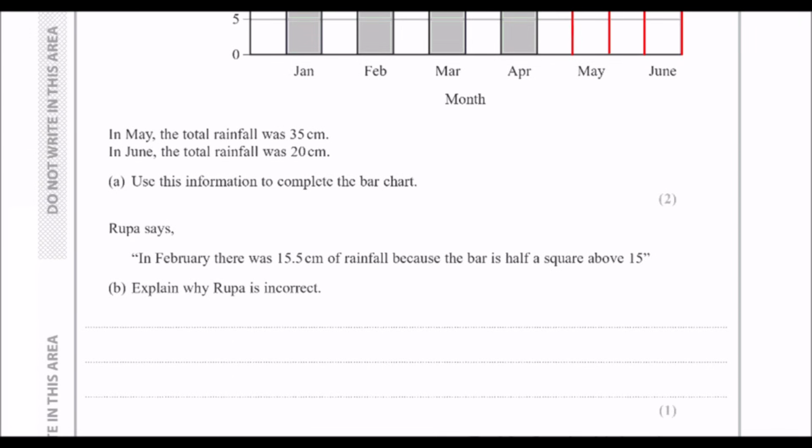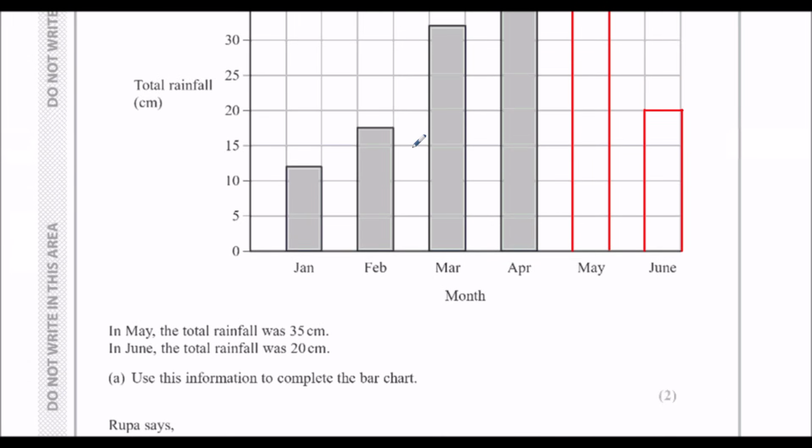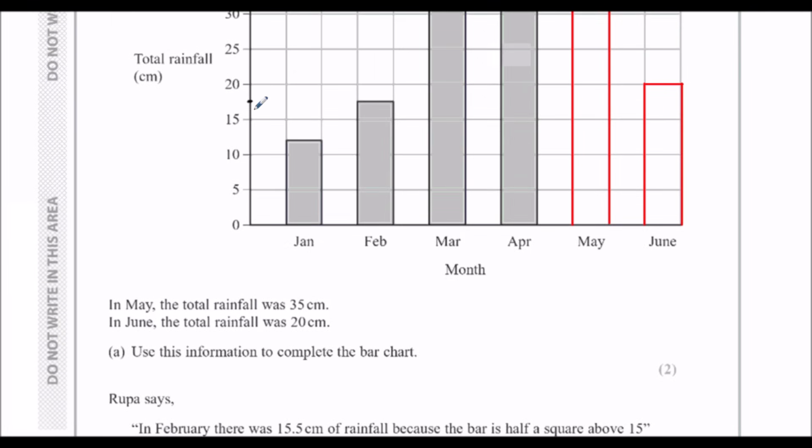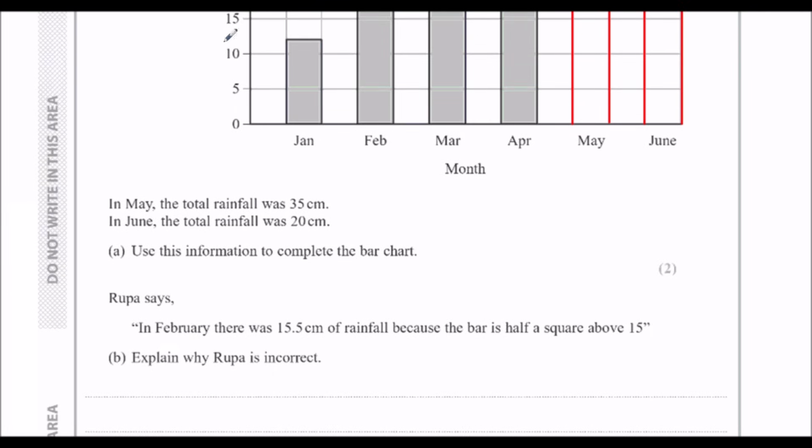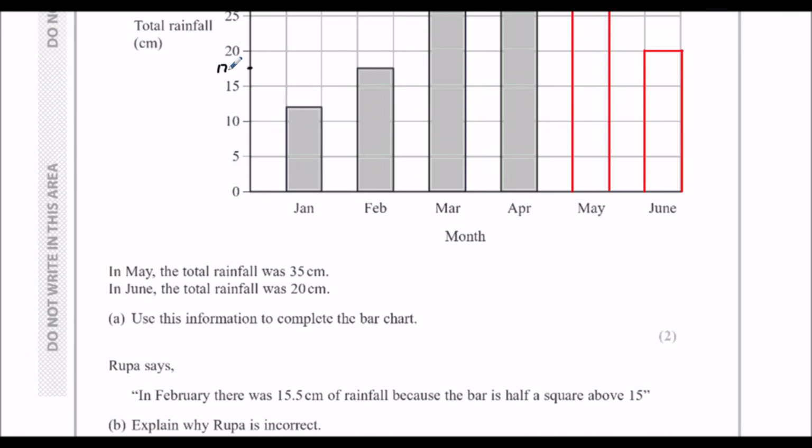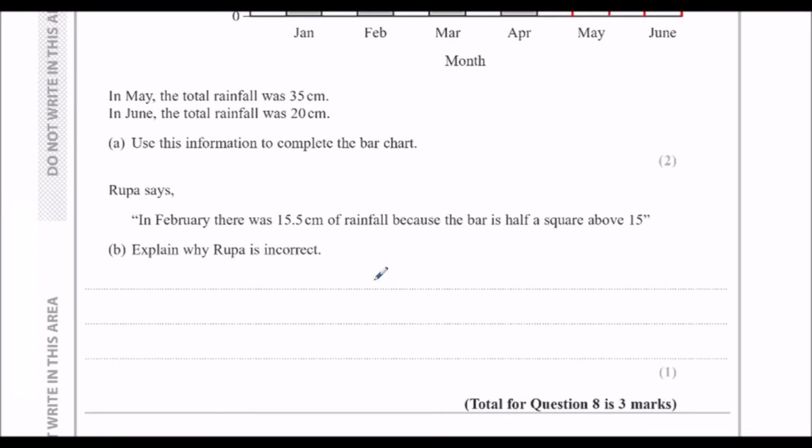Rupert says in February there was 15.5 centimetres of rainfall because the bar is half a square above 15. So we're looking here. It is half a square above 15, but each square is worth 5. So it's not 0.5 above 15. It's half of 5, which is 2.5. So it's halfway between 15 and 20, which is actually 17.5. So explain why Rupert is incorrect. Each box is 5 centimeters. So the bar goes up to 17.5 centimeters.